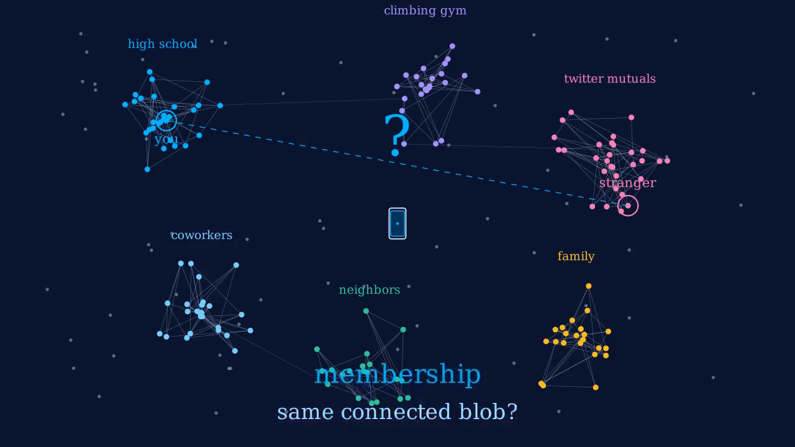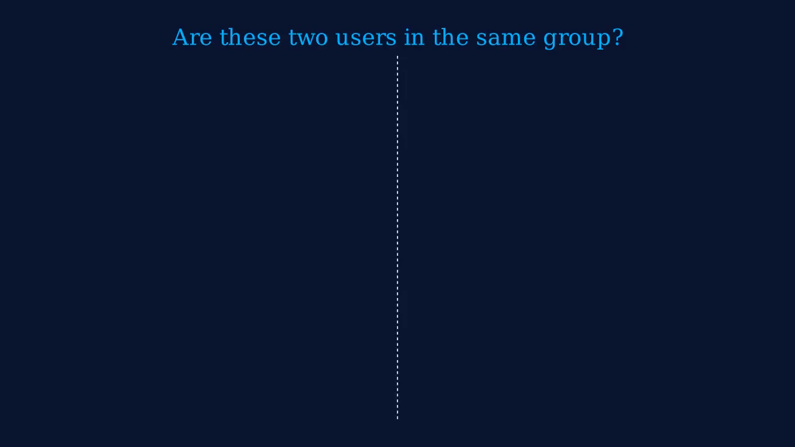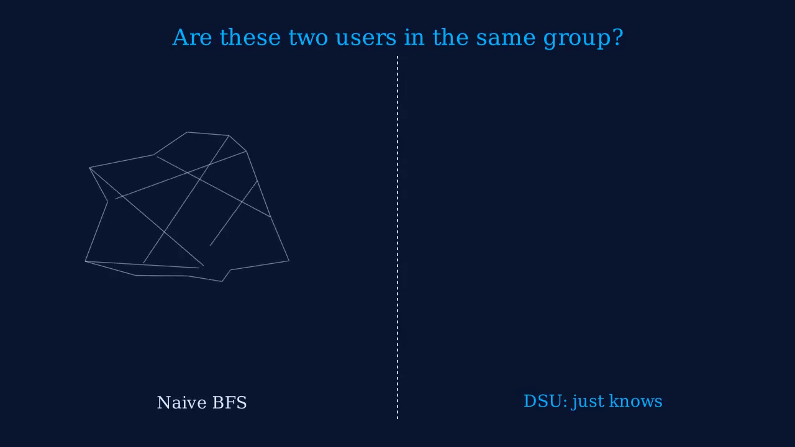And membership in a giant changing graph is its own special headache. Here's the naive way to answer, are these two people in the same blob? You start at user A, you do a breadth-first search, you walk every edge, you check if you ever stumble onto user B. For a graph the size of a small town, sure, fine. For a graph the size of Instagram, that's a tour of half the planet for one suggestion. And Instagram makes millions of these checks every second.